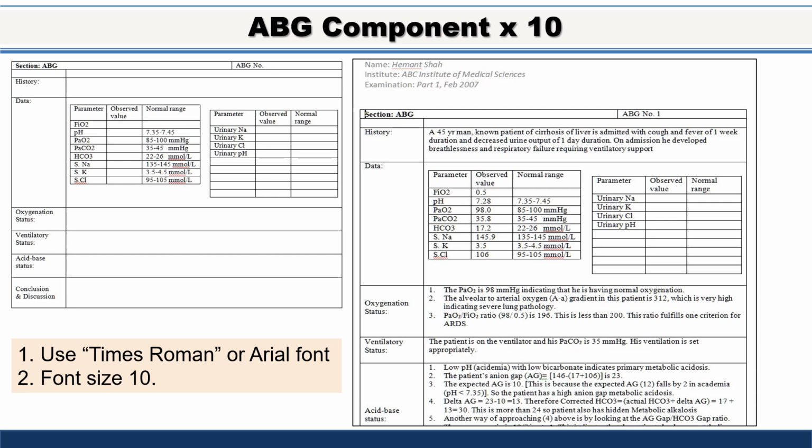Here you can see a template on the left hand side and a filled template on the right hand side, and you can see the ABG has been numbered, a short history is given, the observed values have been entered, the oxygenation status, ventilatory and acid base status have been properly filled in the appropriate columns.